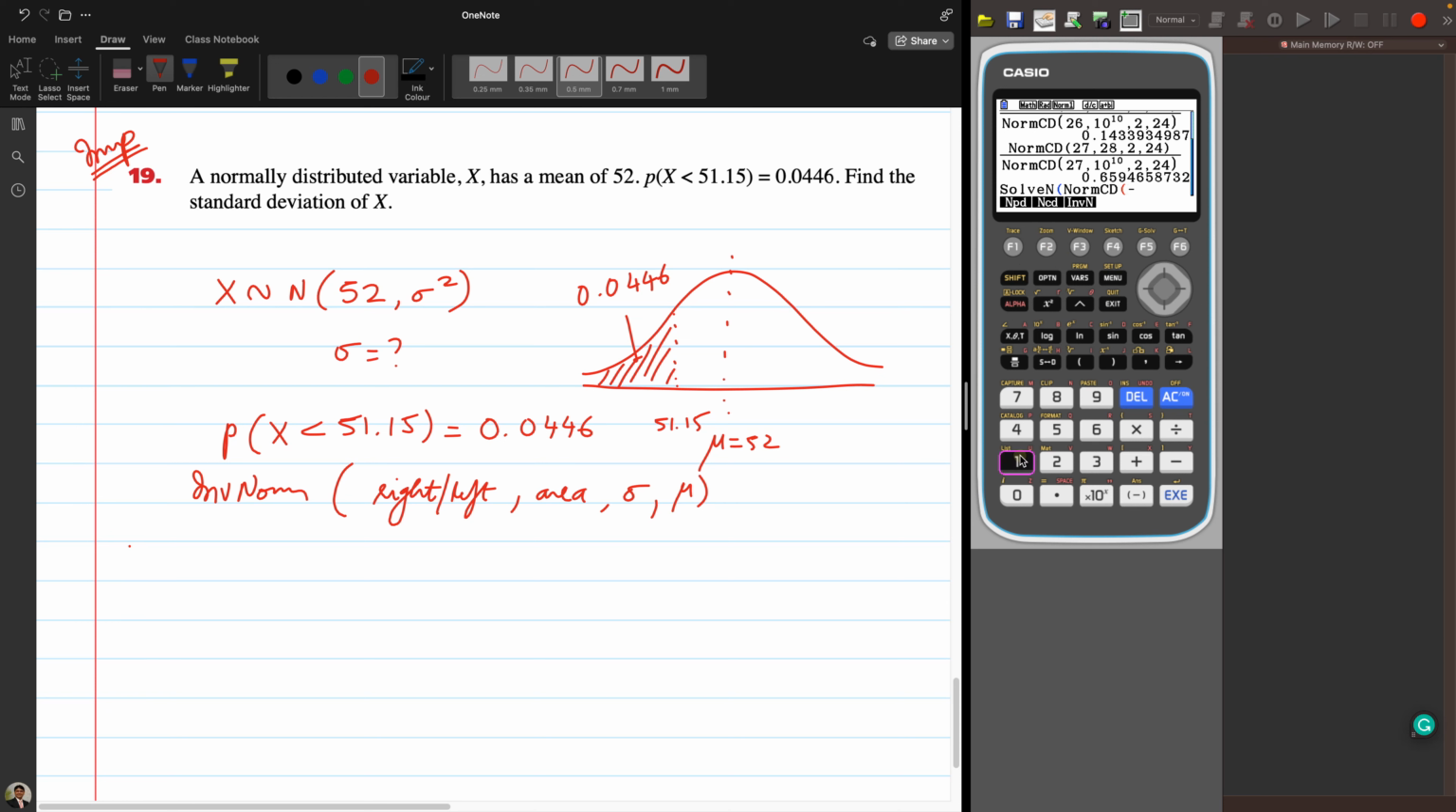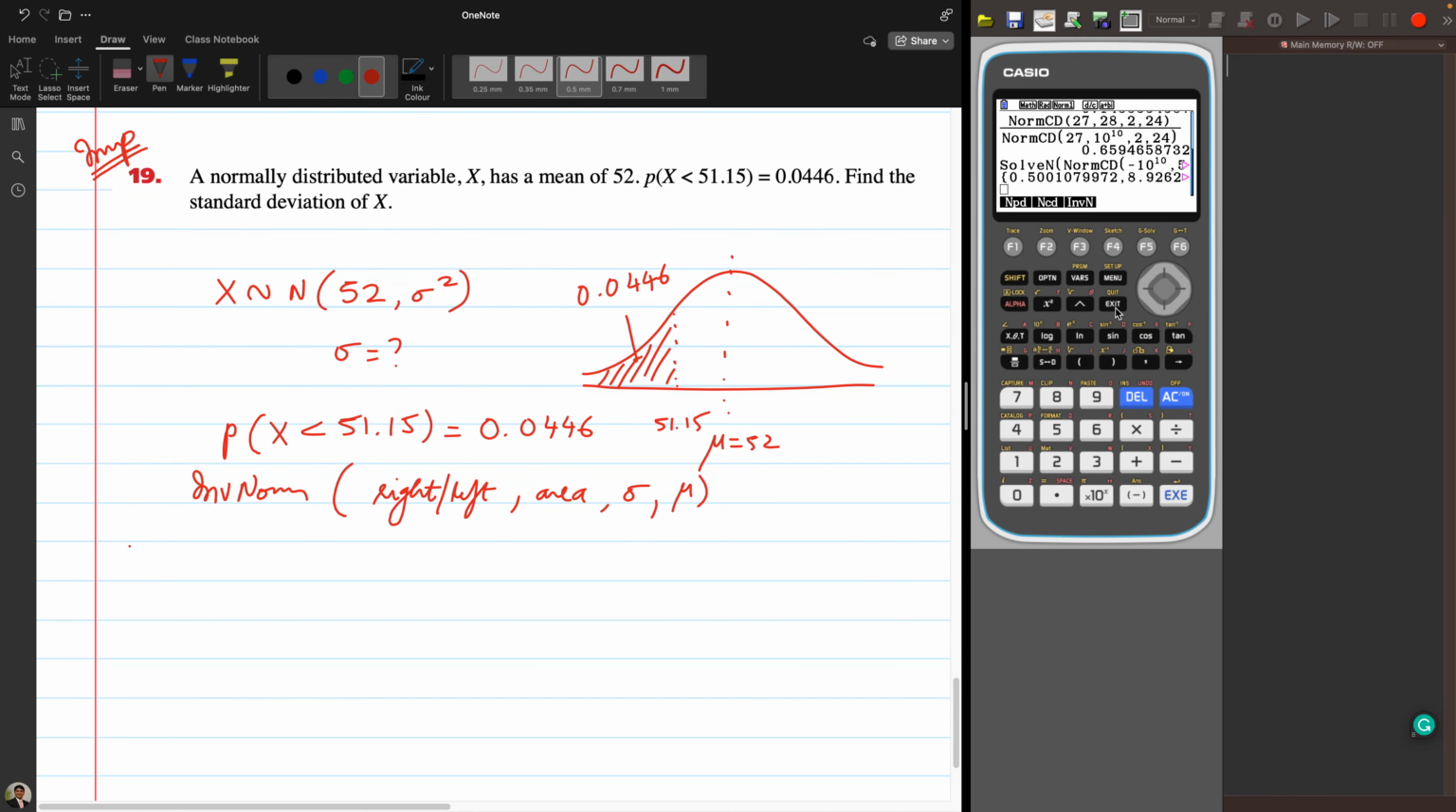Lower limit minus 10 to 10. Then 51.15, then x. Then you're finding the standard deviation, and your mean is 52. And this is equal to 0.0446. You can put x also. So 0.5 will be the answer.